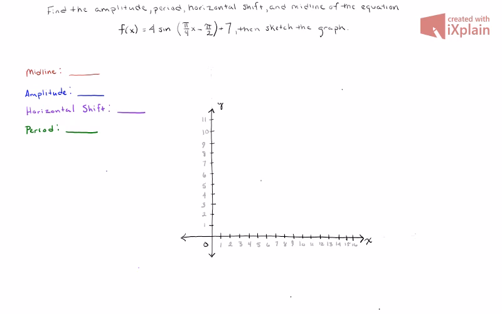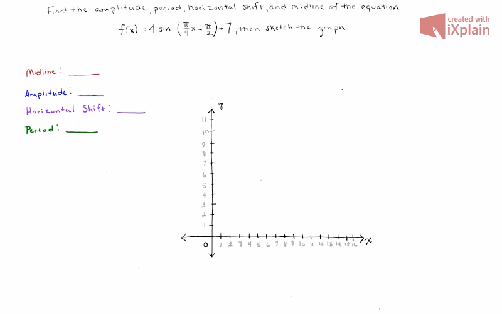So the question reads, find the amplitude, period, horizontal shift, and midline of the equation f of x is equal to 4 times the sine of pi over 4x minus pi over 2, plus 7, then sketch the graph. What I want to note here is that before we do any extra work, we need to do a little bit of cleanup in order for us to quickly read through the function and pop out the necessary items that we have listed on the left-hand side here.